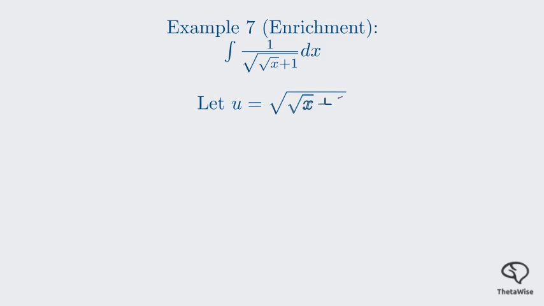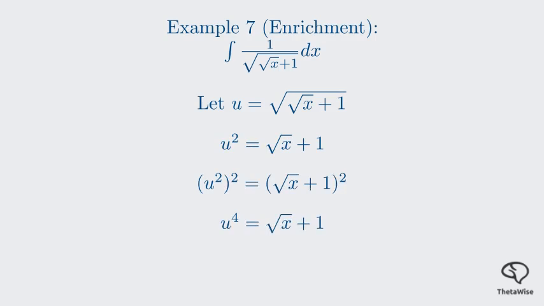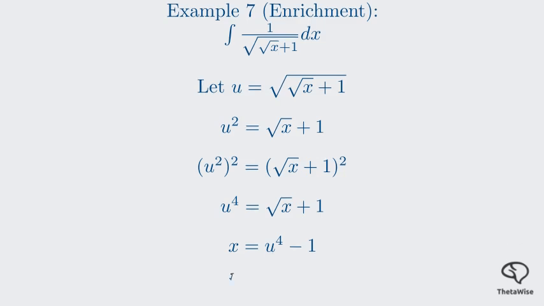The goal is to isolate dx in terms of u and du. Squaring both sides will remove the main square root. So u squared equals the square root of x plus 1. Now we need to isolate x to find its derivative. Squaring again gives u to the fourth equals x plus 1. So x equals u to the fourth minus 1. Now we can easily find dx by differentiating this expression with respect to u. The derivative dx is simply 4u cubed du.